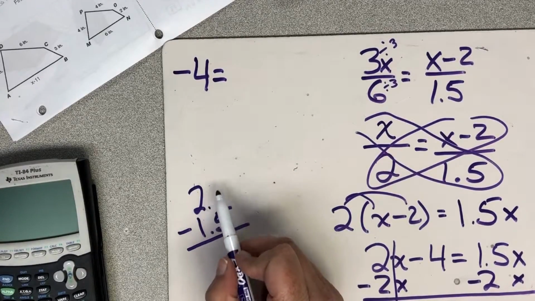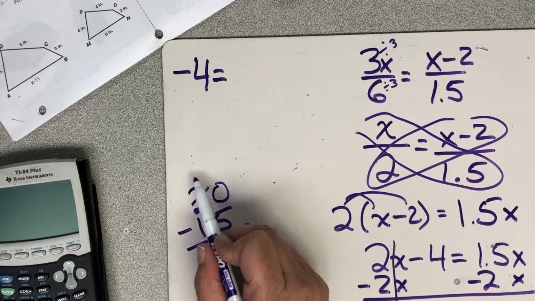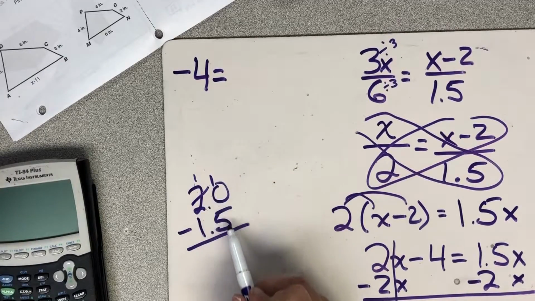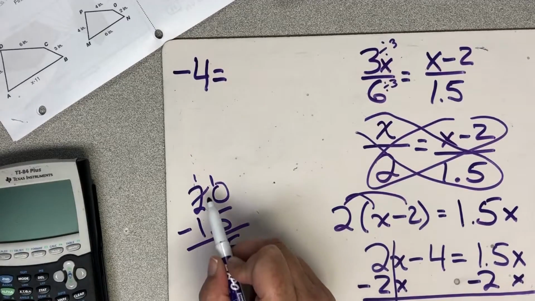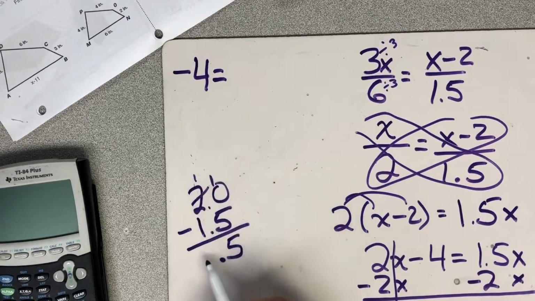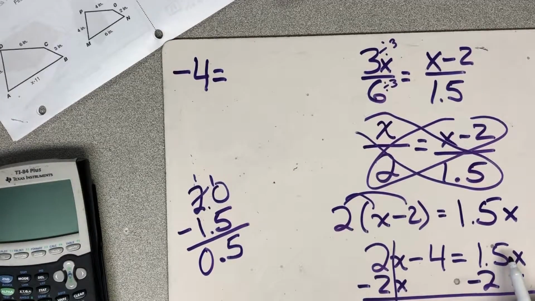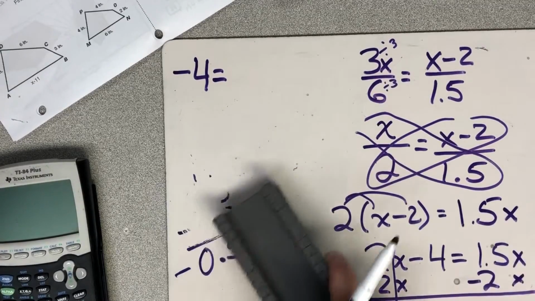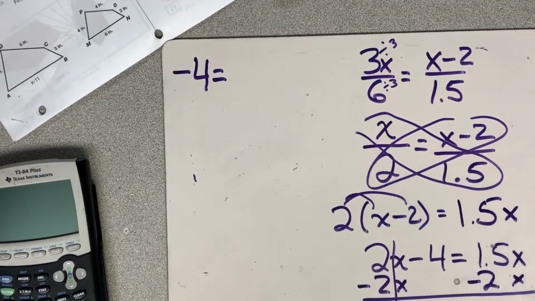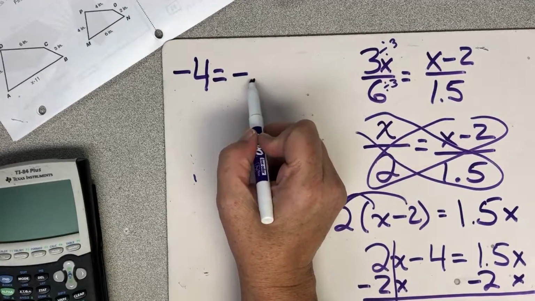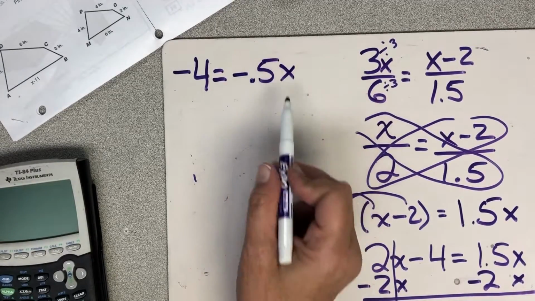But let's go ahead and put this here. And then we borrow and carry. 10 minus 5 is 5. And in adding and subtracting, you just bring down your decimals. 1 minus 1 is 0. I have to check my signs, though. It was positive 1.5 and negative 2. So the negative 2 wins. So I'm going to have a negative 0.5 here. So negative 0.5x equals 4.